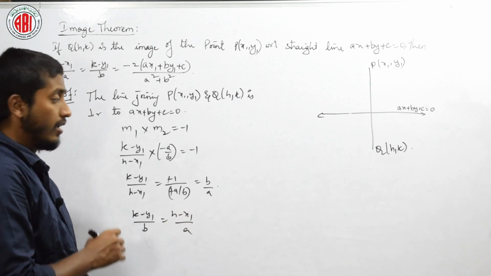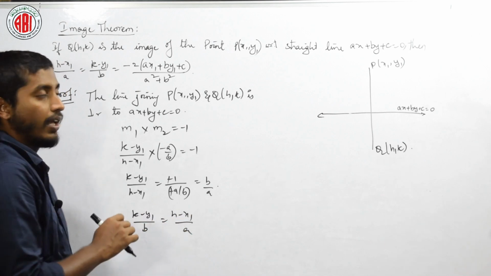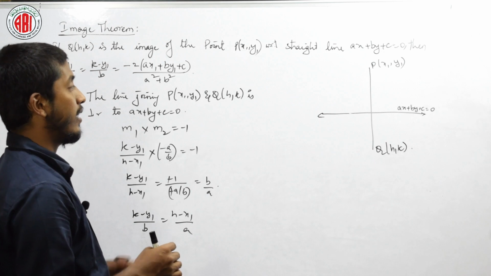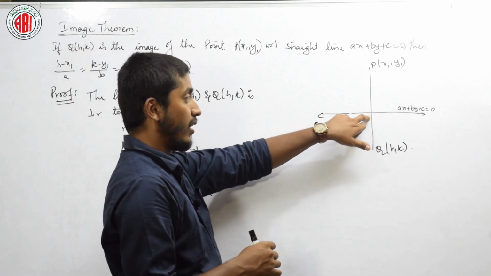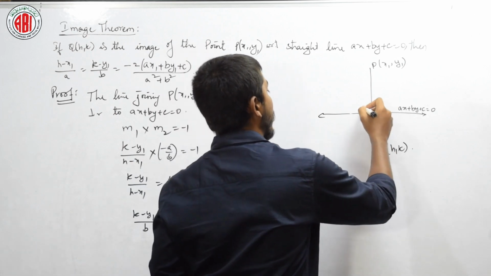Is it clear till here? This is (k minus y1)/b equal to (h minus x1)/a. Now let us see the point here, this midpoint. Let us assume that this midpoint is M.